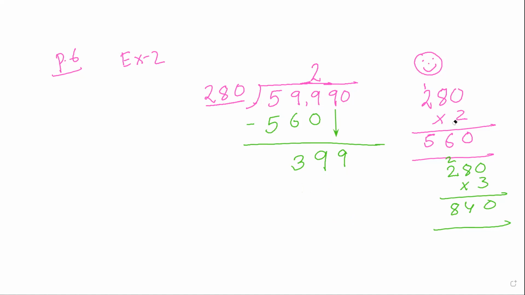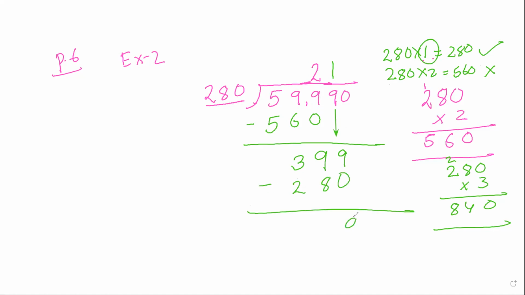Now let me check 280 times 2. How much is 280 times 2? 560. Can I take 560 here? No, it becomes bigger. So I need to take 280 times 1. It's okay, because you will have a remainder. I cannot take 560 because it is bigger. So I write up 280 times 1 gives me 280. And then I minus it. I get 9, 1, and 1.